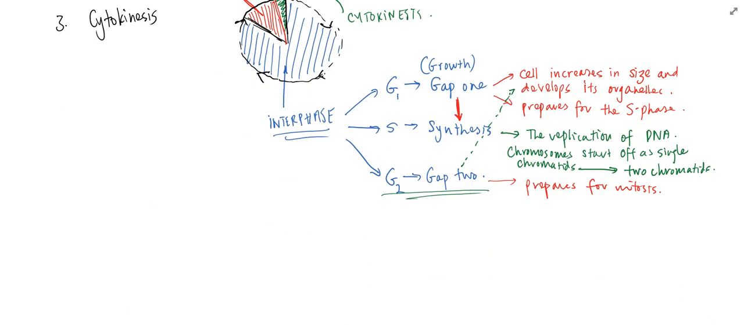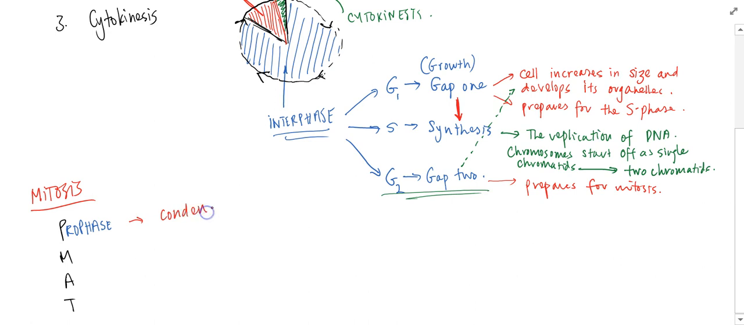Now with mitosis, you really need to know each of the steps, the names of each of those steps, and roughly what happens in each of those. So with the first one, we have prophase. And in prophase, we have the condensing of chromosomes. So the chromosomes become really tightly packed. This is what condensing is. Condensing of chromosomes.